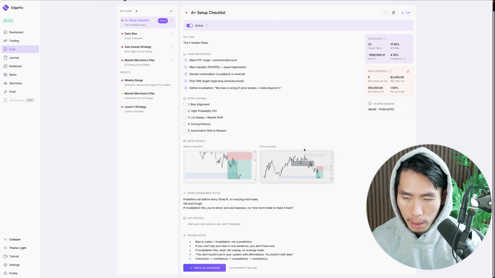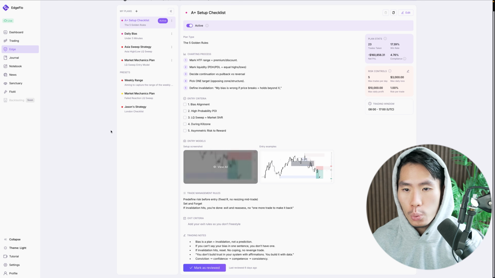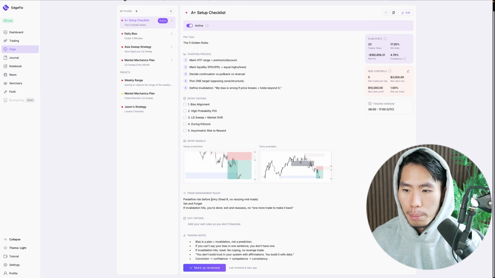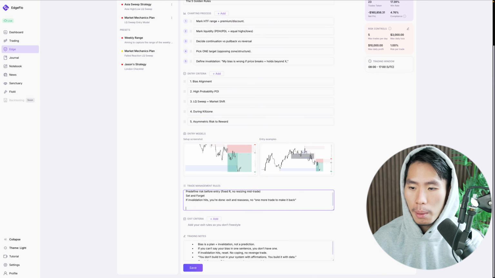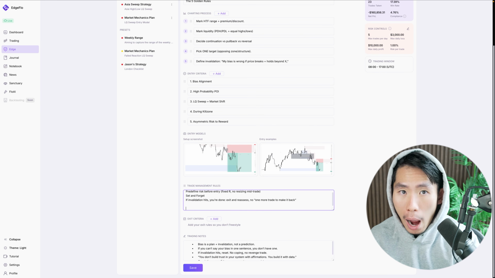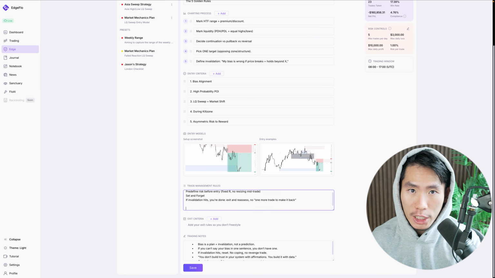Yeah, so you can place some chart screenshots. You can take it as reference points when you are trading. And then below here, this is where you have your trade management rules, right? So once again, this is something that you can type. You can literally type how you would manage the trade once you are in the position itself, right?